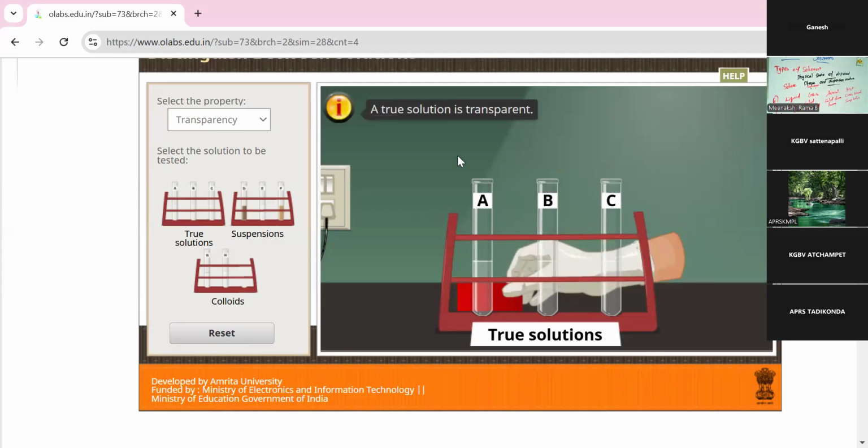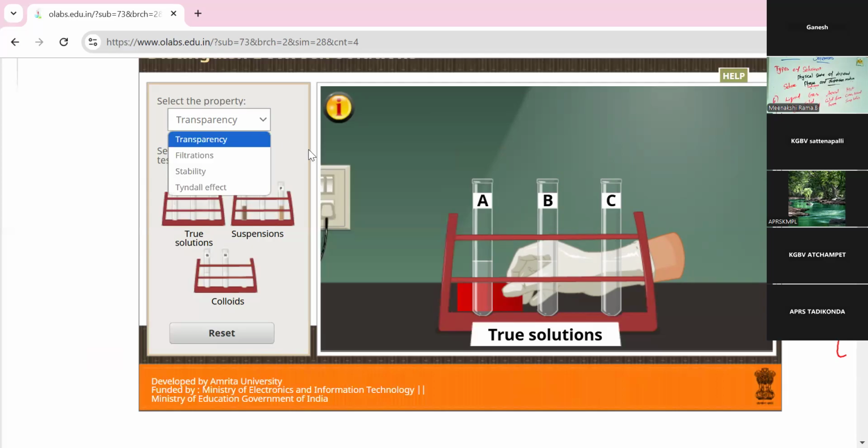Look at the answer. True solutions are transparent in nature. This is the first property of the true solution category. In transparency, the 3 solutions are very clear. They are transparent in nature. So it is confirmed these are all true solutions.